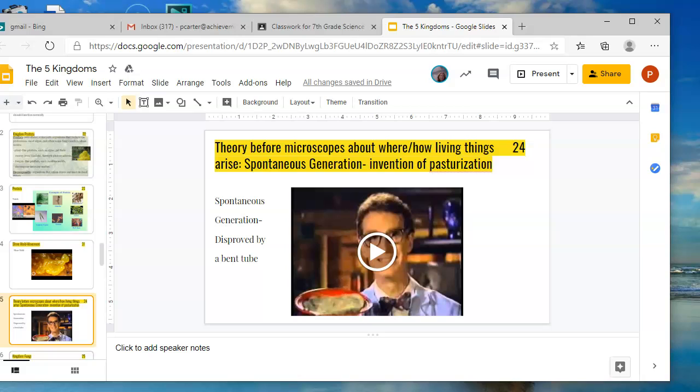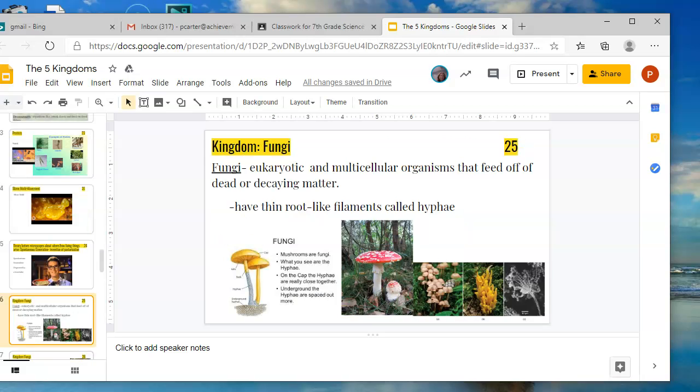Theory before microscopes about where and how living things arise: spontaneous generation, and the invention of pasteurization. Kingdom fungi, eukaryotic and multicellular organisms that feed off of dead or decaying matter. They have a thin root-like filament called a hyphae.